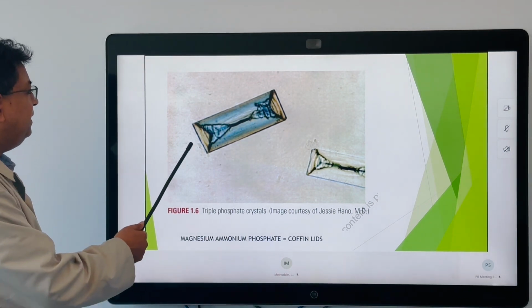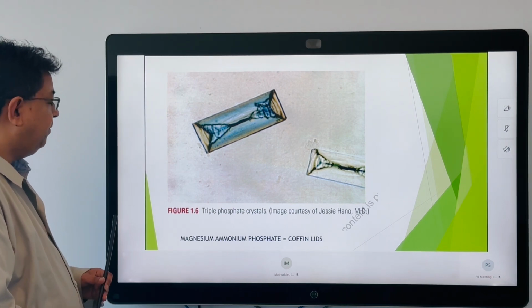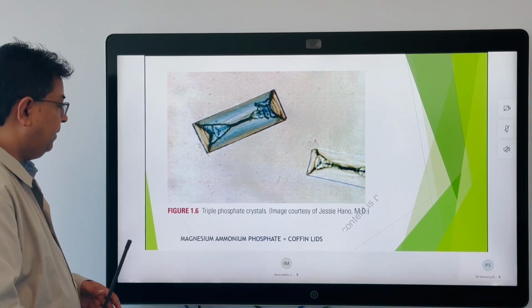These are coffin lids, and these are triple phosphate crystals composed of magnesium ammonium phosphate.